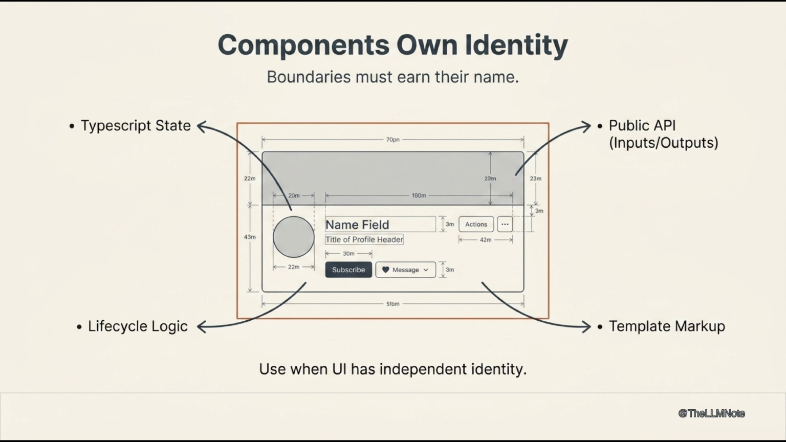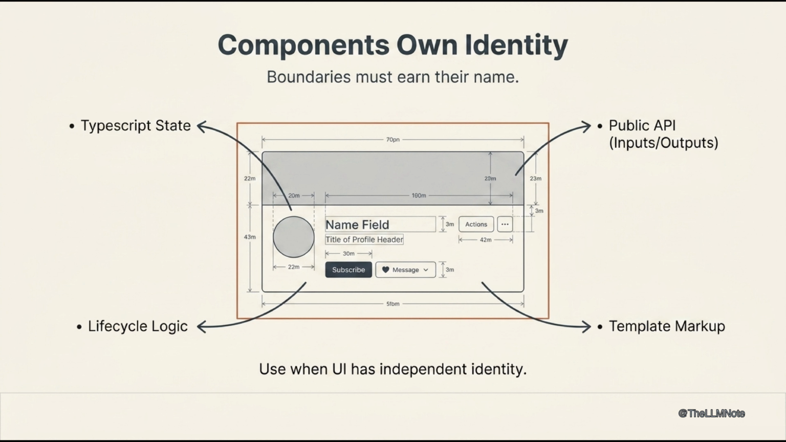Use a component when something has identity. Notably, examples include a card, modal, or table. More specifically, a profile header or editor also qualifies. If it needs its own template or public API, it deserves a component. Otherwise, it may be behavior pretending to be UI. Boundaries should earn their name through clear purpose. Think about this for a second.